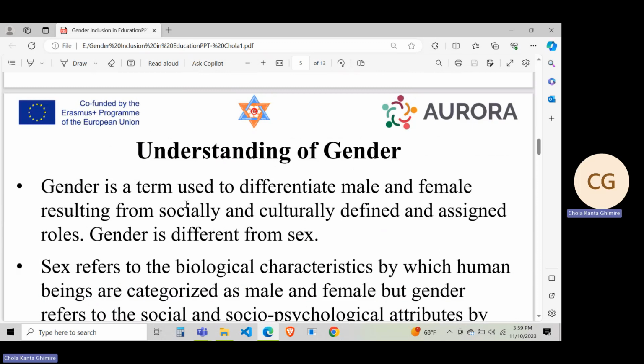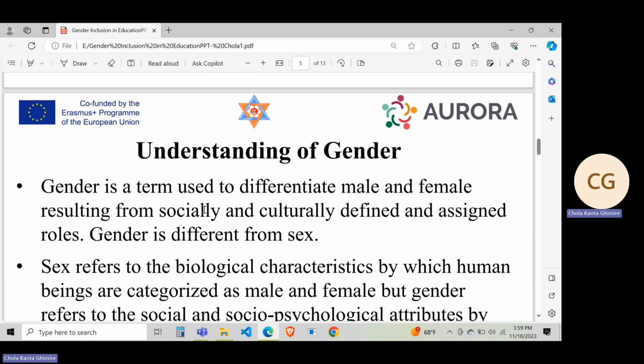Now we concern ourselves with understanding the concept of gender. Gender is a term used to differentiate male and female. Before understanding the concept of gender, we need to be clear about the concept of sex. Gender is different from sex. There are two major terms, gender and sex. Gender is a term to differentiate male and female, resulting from socially and culturally defined and assigned roles.